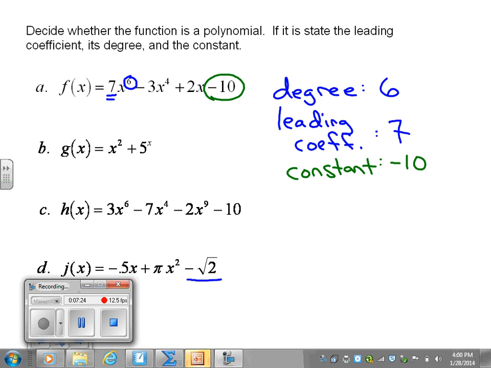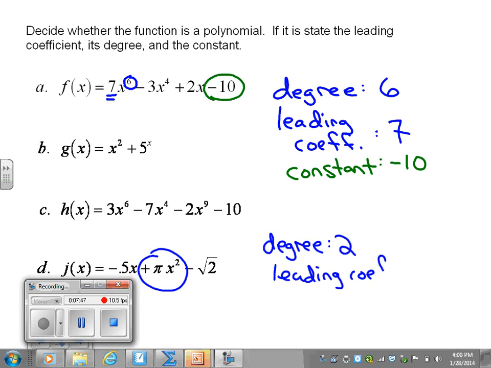So what I'm going to do here is I'm just going to circle it so you see what I'm getting at here. There's my term with my highest exponent, so that's my leading term. So my degree in this case is going to be 2. The leading coefficient is the coefficient in that term. So strangely enough, this leading coefficient is pi. And then lastly, we have the constant. There's my constant right there, at -√2.